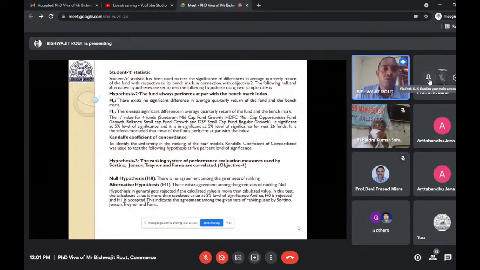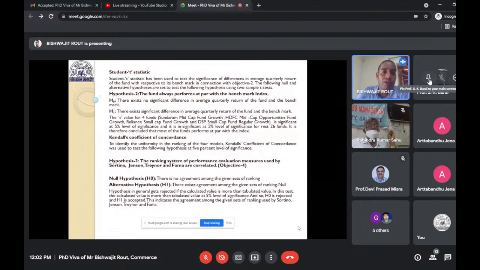For hypothesis 2, the student T statistic is applied. The student T statistic has been used to test the significance of the difference in average quarterly return of the funds with respect to the benchmark index, in connection with objective 2. The following null and alternative hypotheses are set to test the claim that the fund always performs at par with the benchmark index. The hypotheses are: there exists no significant difference in the average quarterly return of the fund and the benchmark index, and the alternative, there exists a significant difference in the average quarterly return of the fund and the benchmark index.